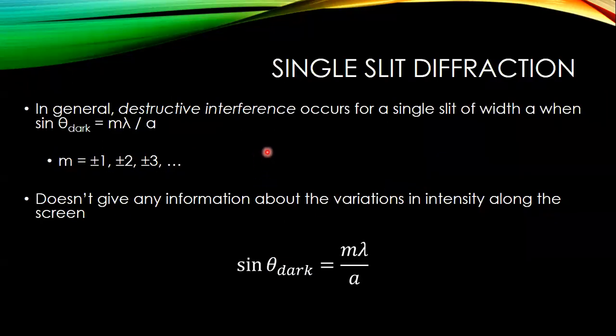So again, in general, destructive interference occurs for a single slit of width a when sine theta is equal to m lambda over a, where m is some non-zero integer. It doesn't give any information about the variations of intensity along the screen, but it tells you where your dark fringes are.